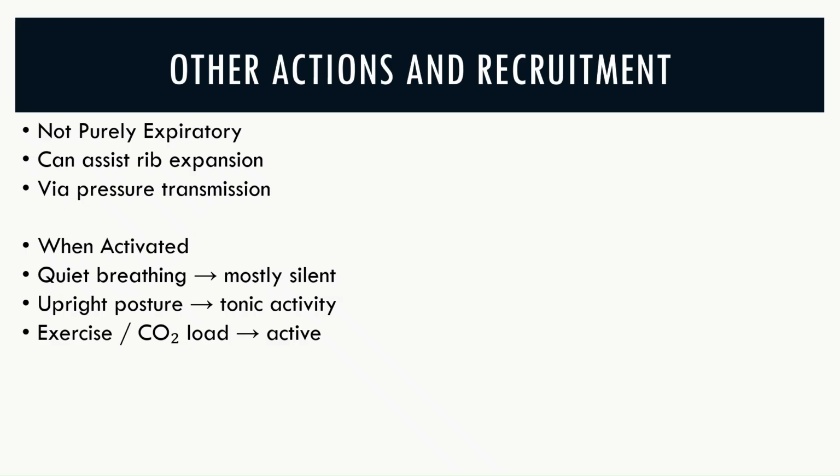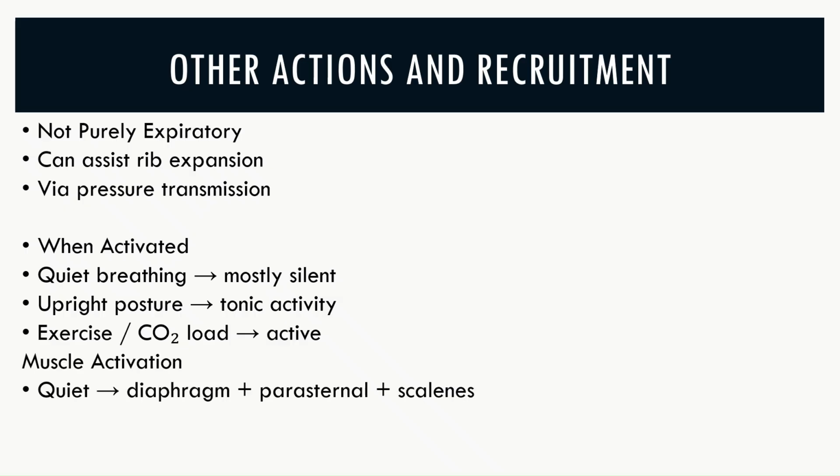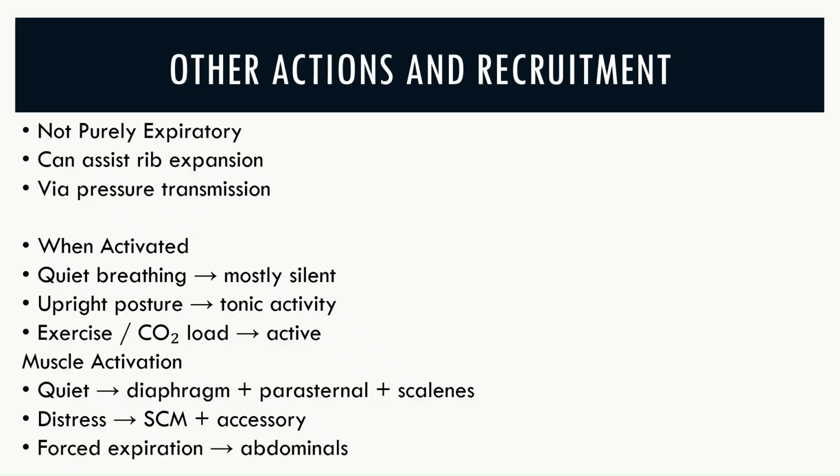Recruitment pattern. In quiet breathing, the diaphragm, parasternal, and scalene muscles are activated. During distress, the sternocleidomastoid and accessory muscles, and in forced expiration, the abdominal muscles. Respiratory muscle recruitment hence depends on demand. Increased use of accessory muscles indicates increased work of breathing.